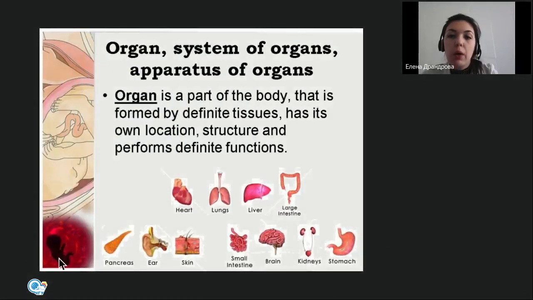Okay, that was about norms, variants, and anomalies. And the final part of our lecture, we will now talk about definitions. Yes, what is an organ, what is a system of organs, and what is an apparatus of organs? So an organ is a part of the body that is formed by definite tissues, has its own location, structure, and performs definite functions.